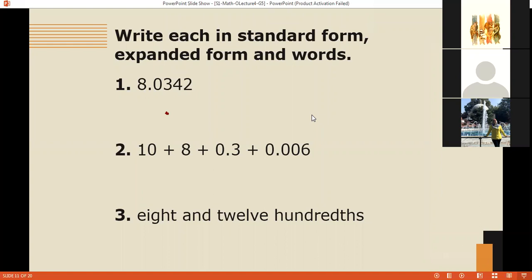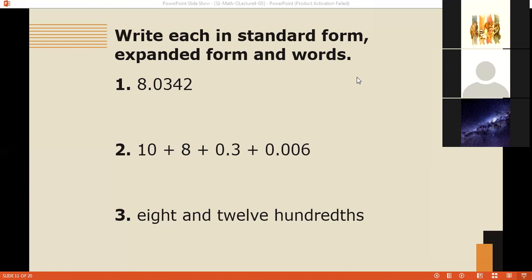Yes, miss. Yalla Mahdi. As you can see here, we have 8.0342. It's written in the standard form. So we need to write it in expanded form and in words. Okay, which one do I start with? Start with the word form. Okay, 8 and 342 ten-thousandths. Excellent, Mahdi.